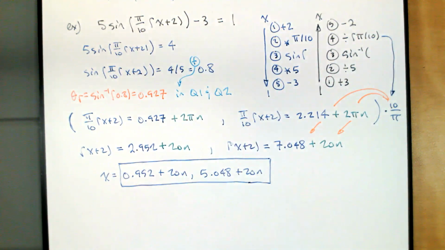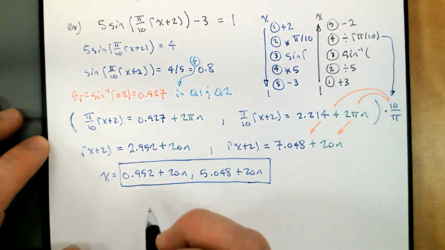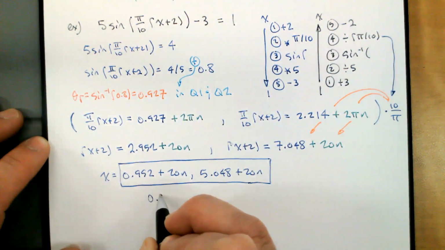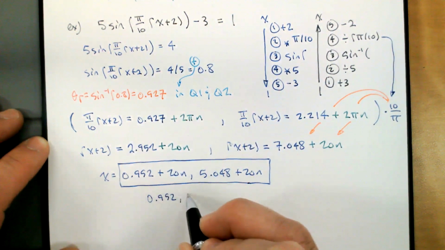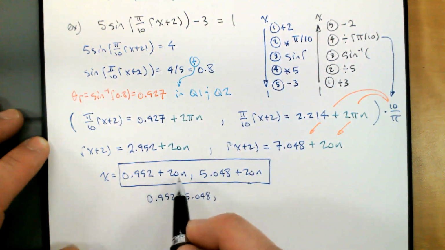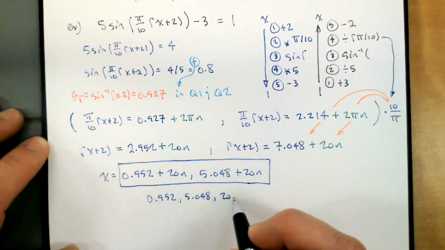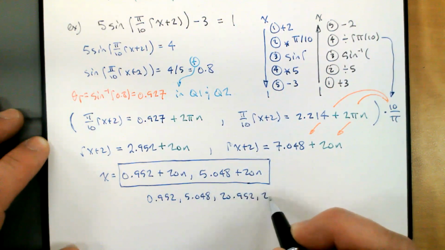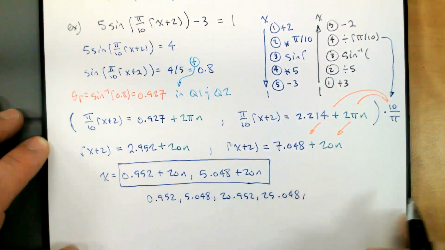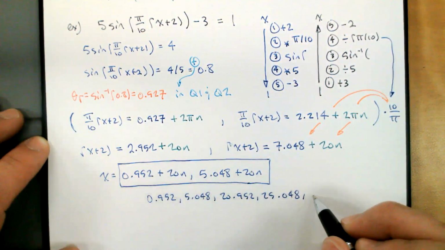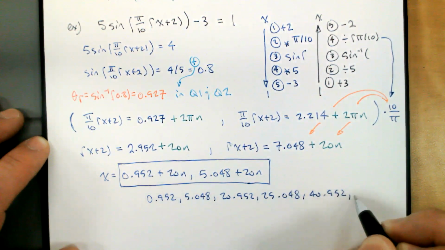And now we'll be able to write all of our solutions. So we could write 0.95. If we just wanted to write a list, it's 0.952, 5.048, and then 20.952, then 25.048, and the next one would be 40.952, and then it would just go on.